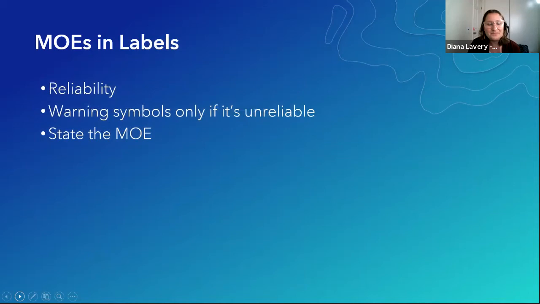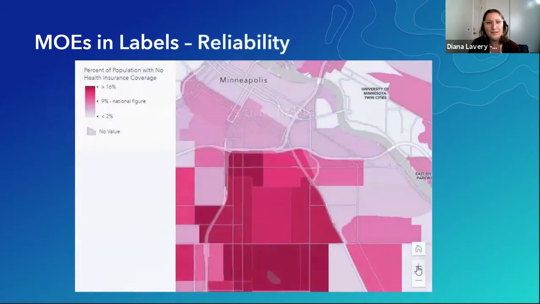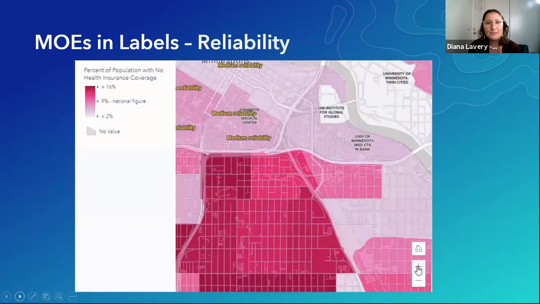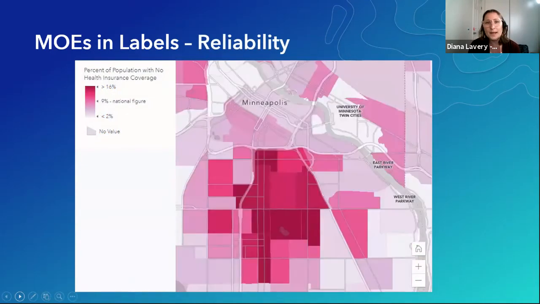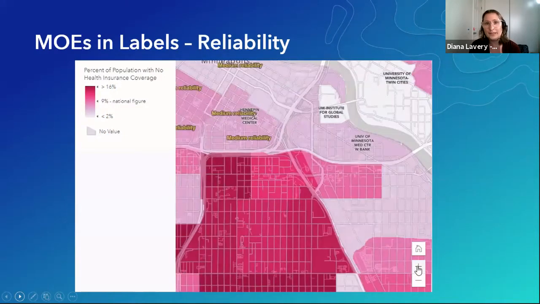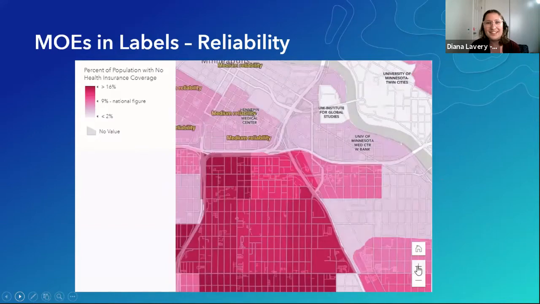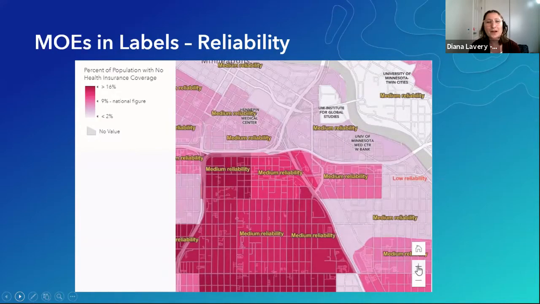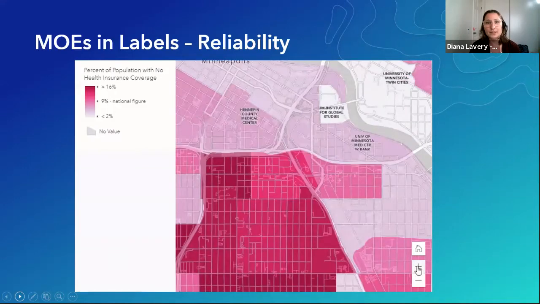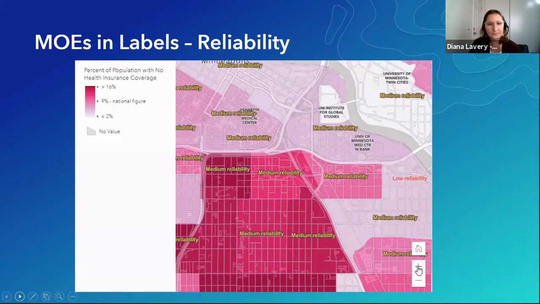Moving on to labels, we can state the reliability, perhaps put a warning symbol in only if it's medium or low reliability, or possibly for people who want to see the full data itself, state the full MOE. So here is what I mean by reliability. And with web maps, labels often come on when you zoom in to really close-up views of tracts. Here in Minneapolis is this example. So they're not going to clutter the map up until you're really zooming into an area of interest.